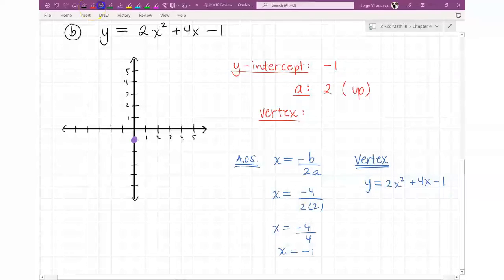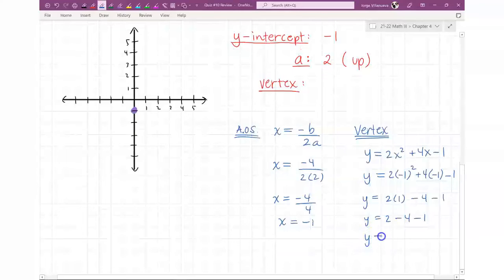-3. All right, so let's check it out. Again, I don't know. That's why I'm not saying if you're right or not right. I have no idea. I'm about to find out. So let's plug it in. -1 squared plus 4 times -1 minus 1. So y is 2 times 1 minus 4 minus 1. So that's 2 minus 4 minus 1, which is, you said -3, right? All right, so good. We got -3.